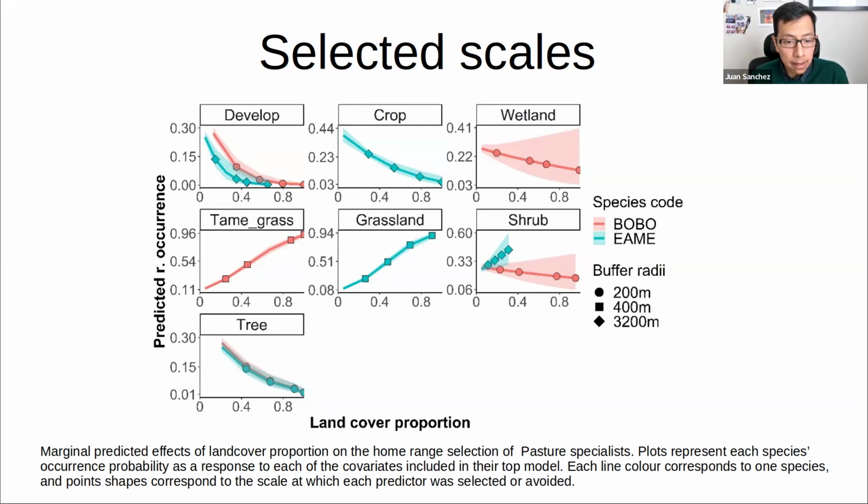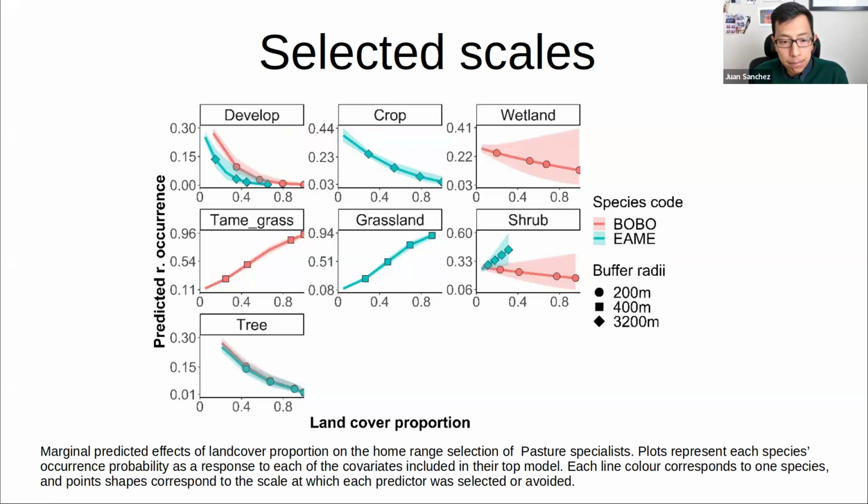And this graph includes all the scales at which each species interacted with their environment. As you can see, these species have interactions with multiple scales. So they were not only selecting one scale, but they were interacting with their environment at multiple scales. For instance, the bobolink selected grasslands at a radius of 400 meters, but it also avoided shrubs, developed, and wetland at the smaller scales. And the eastern meadowlark also selected grasslands at the same scale, but it selected shrubs at larger scales.